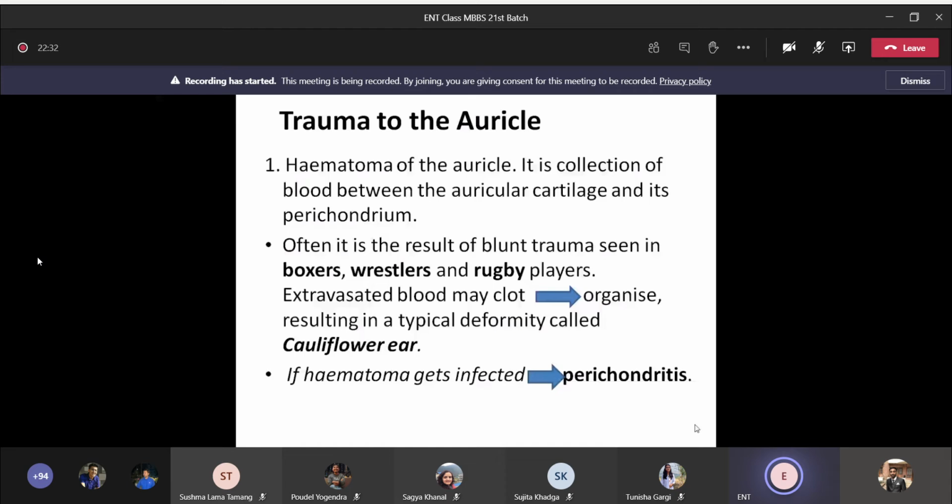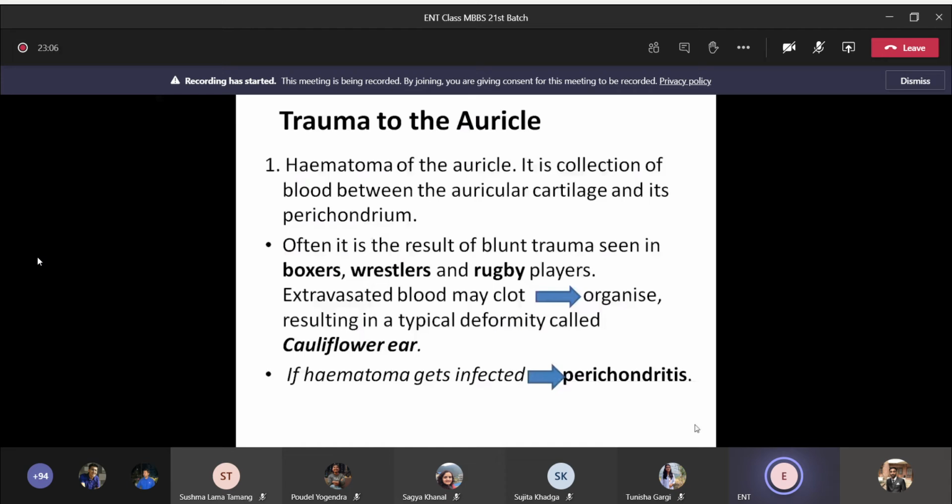Okay, trauma to the pinna or trauma to the auricle. That includes first hematoma of the auricle. As the name suggests, it is a collection of blood between the auricular cartilage and its perichondrium. So between the cartilage and perichondrium, if there is blood, whenever there is trauma, that is known as hematoma of the auricle. It often results from blunt trauma, and it is seen among boxers, wrestlers, and rugby players.